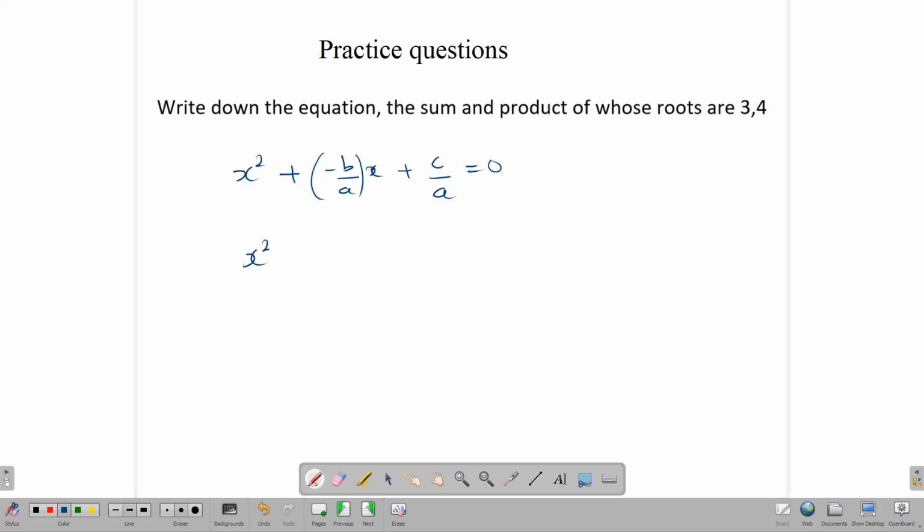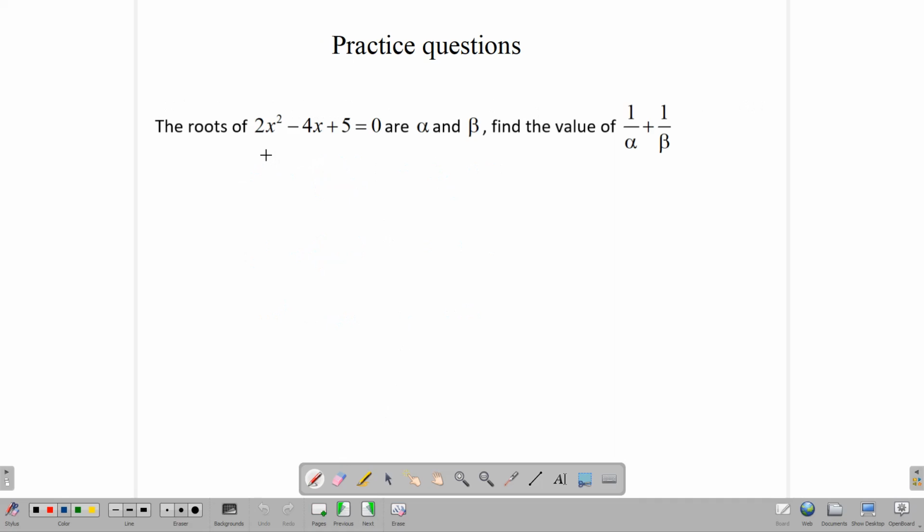Now here we have it, x squared. The sum of the roots would be 3. So we'd have a negative 3x here, plus the product of the roots, which would be 4, and that would give us 0. And so our quadratic equation simplifies down to x squared minus 3x plus 4 equal 0. So we can write down, given the sum and the product of the roots, the quadratic equation that has these as its sum and product. Let's look at another example, which is a little different.